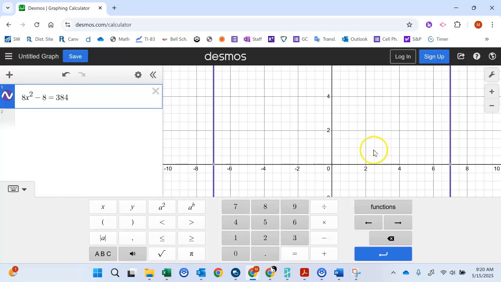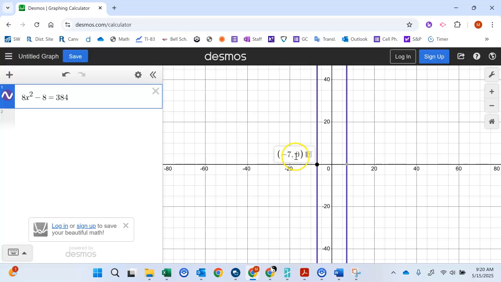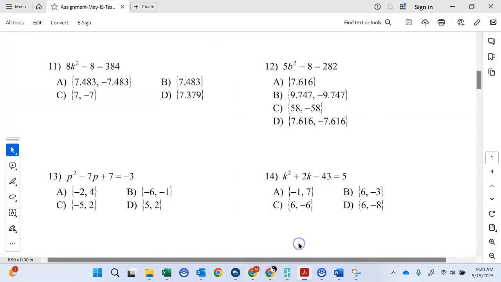Now, if I look at this, and you may want to zoom a little bit on it, are there two answers? Well, you may have to zoom out a little bit. This is what it looks like when there's two answers with a quadratic. So you've got to make sure to check for that. Here I click and see negative 7 is one of the answers and positive 7. Okay, so when I go back to this sheet over here, that tells me that C is the correct answer. See how easy that was? Same thing over here. You just enter it in just like that and you'll be able to do it.